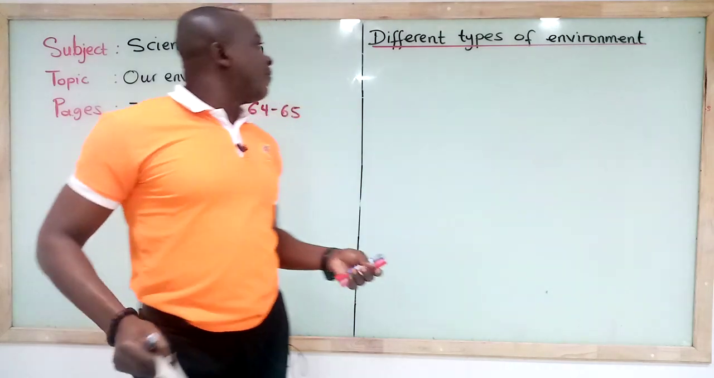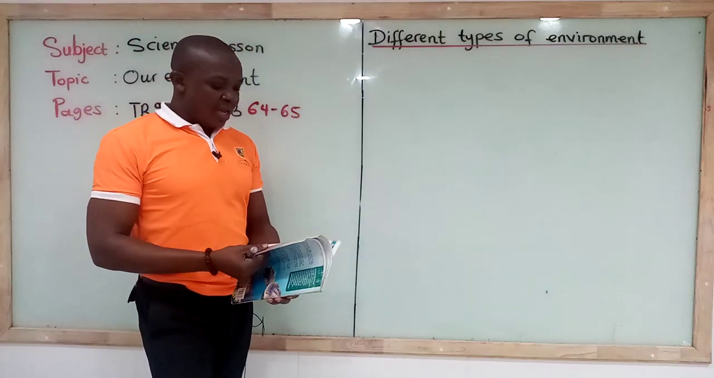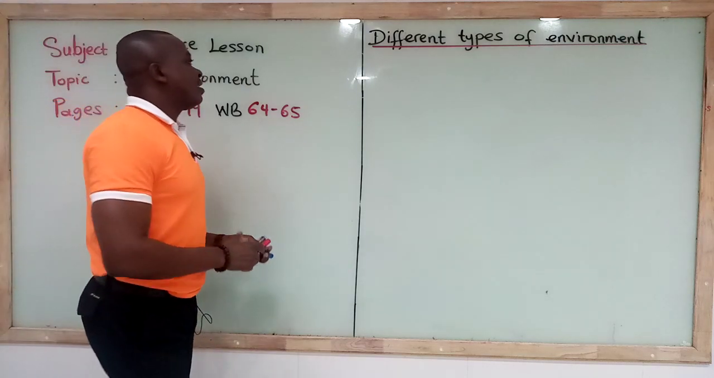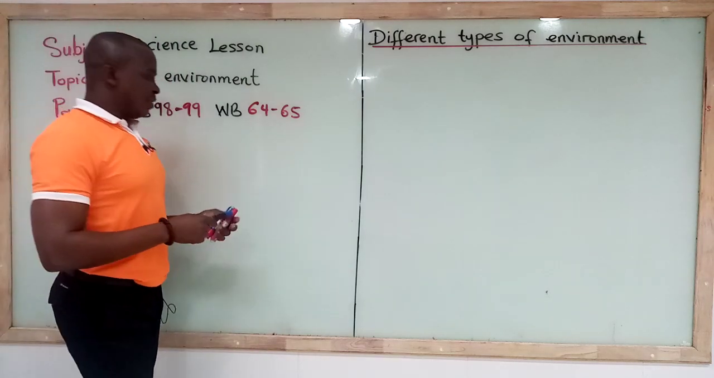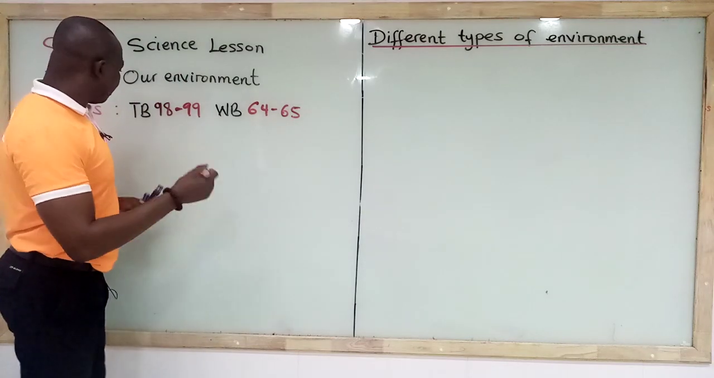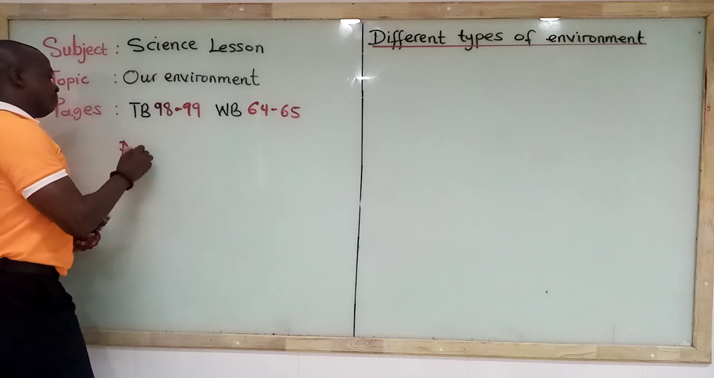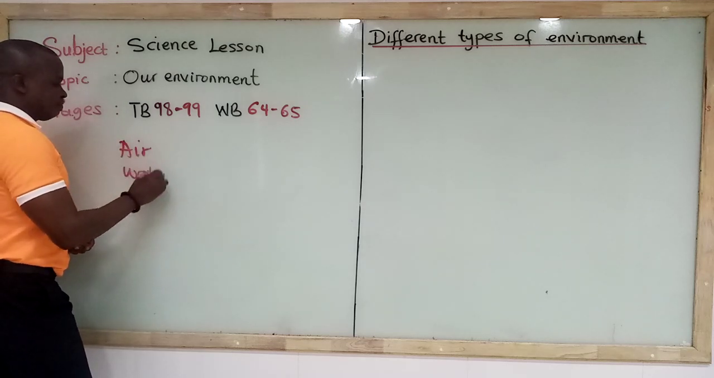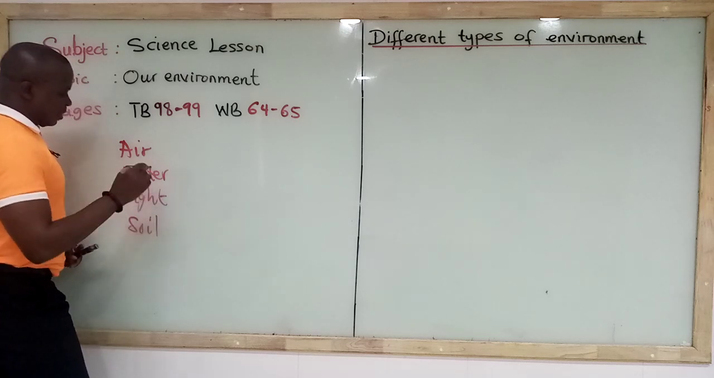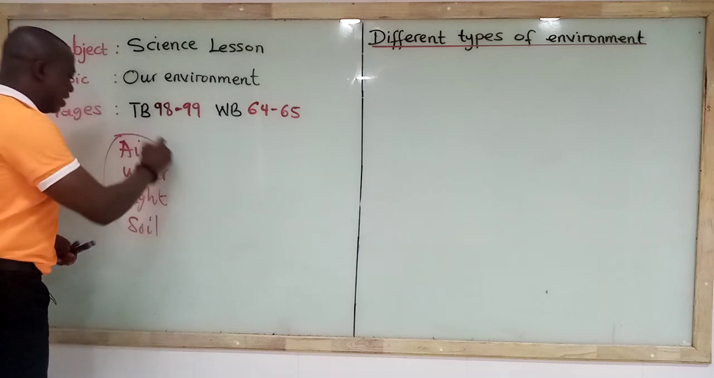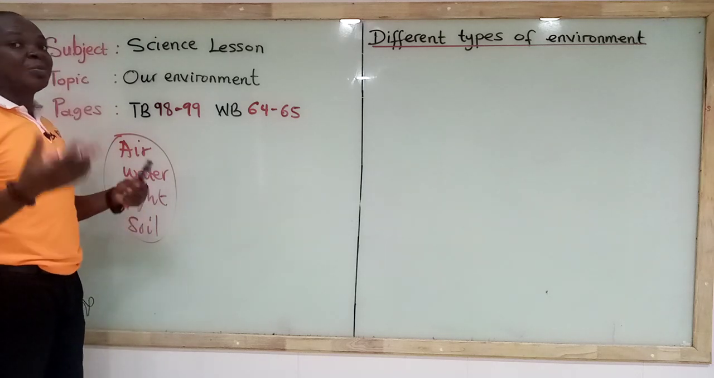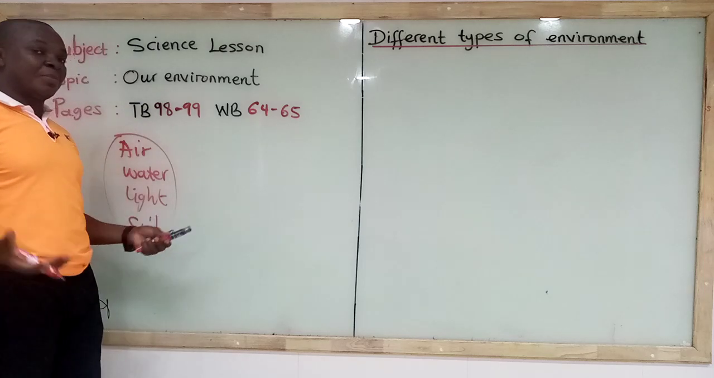Now, before we go to types of environment, last time we talked about resources, and we looked at the different types of resources. We talked about the major resources: air, water, light, soil. These are what we call the renewable resources that we find in our environment, and these resources are replaced naturally by the environment or by man.